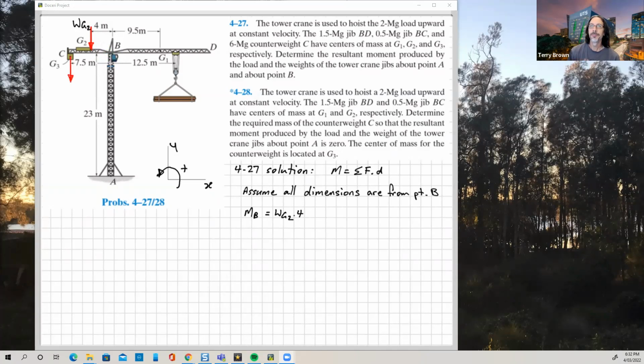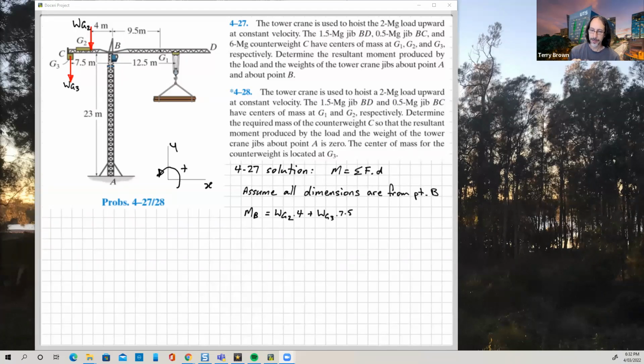Right, next one. So let's move out to the end here. We've got WG3, and its perpendicular distance is 7.5. Okay, so from point B to the line of action of the force, that perpendicular distance is 7.5, assuming that this witness line is supposed to be aligned with this witness line here. Right, so let's put that in.